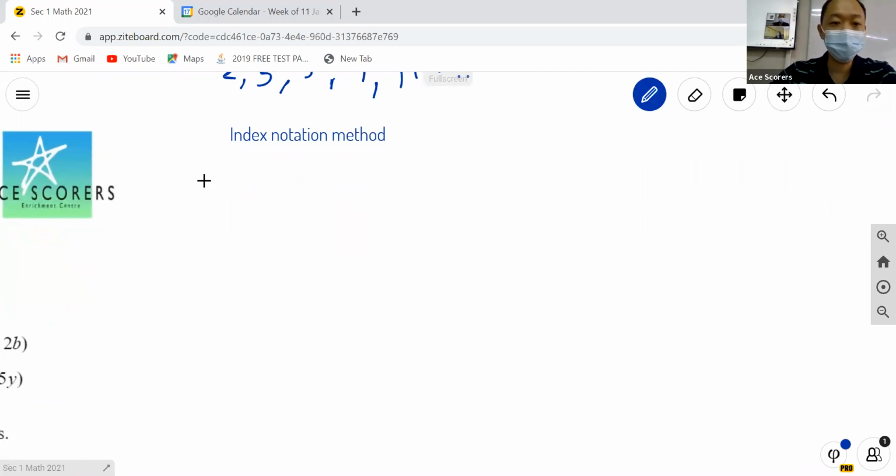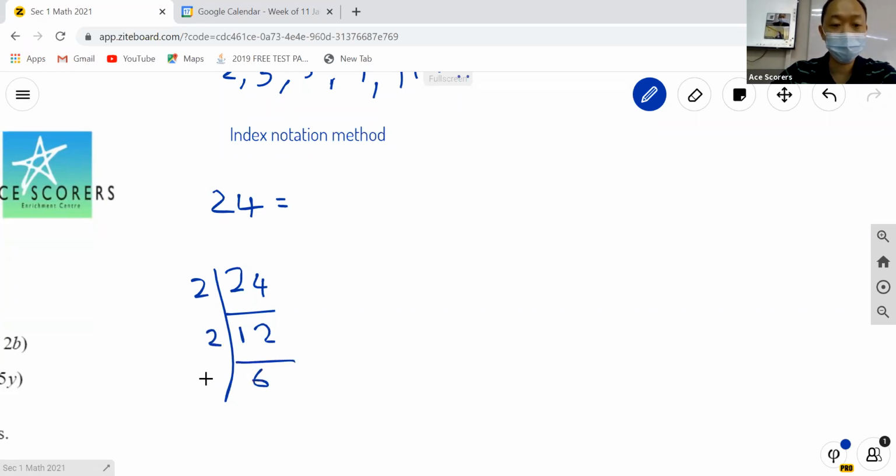Let me just recap. For example, if the number is 24, what we like to do is break it down into prime numbers. That's prime factorization. I like to call this the ladder method or the HDB method. We divide by 2, we get 12, divide by 2 again, 6, again, 3, divide by 3, and then we get 1. So 24 is made up of 2 cubed times 3.